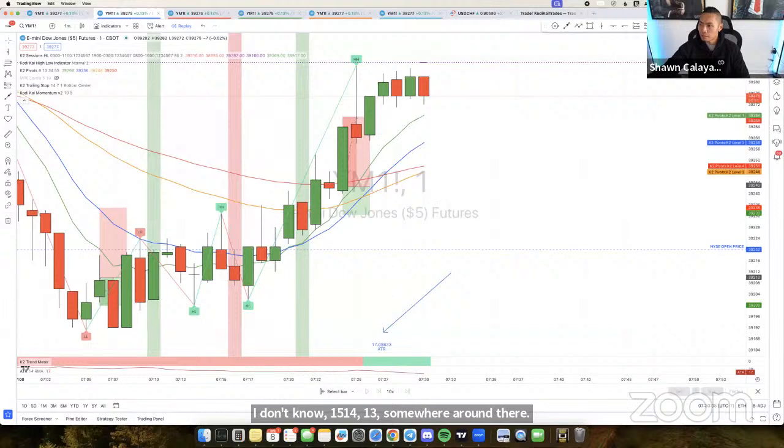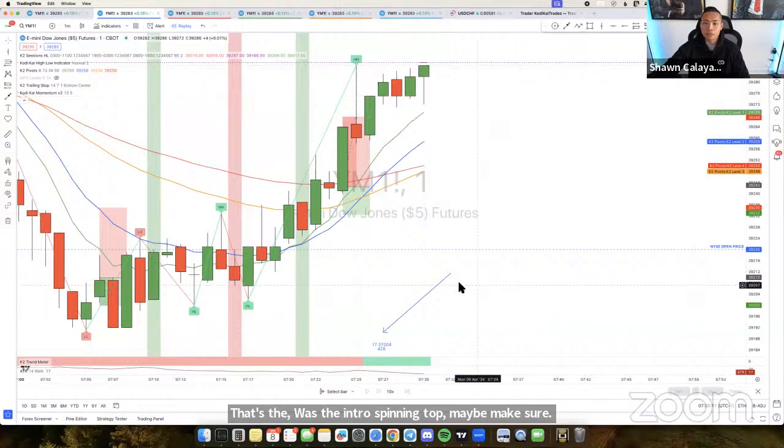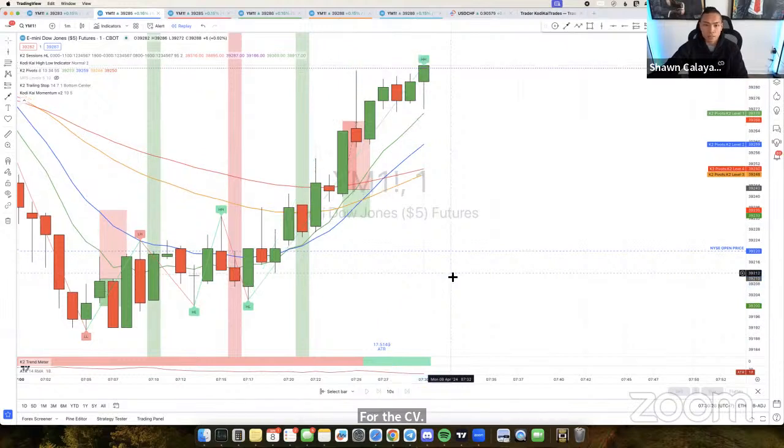Let's see, Akil said, Sean, there was an entry. Was the entry a spinning top? Maybe make sure for the CB. No, so I've already backtested it. I don't take that into consideration at all.